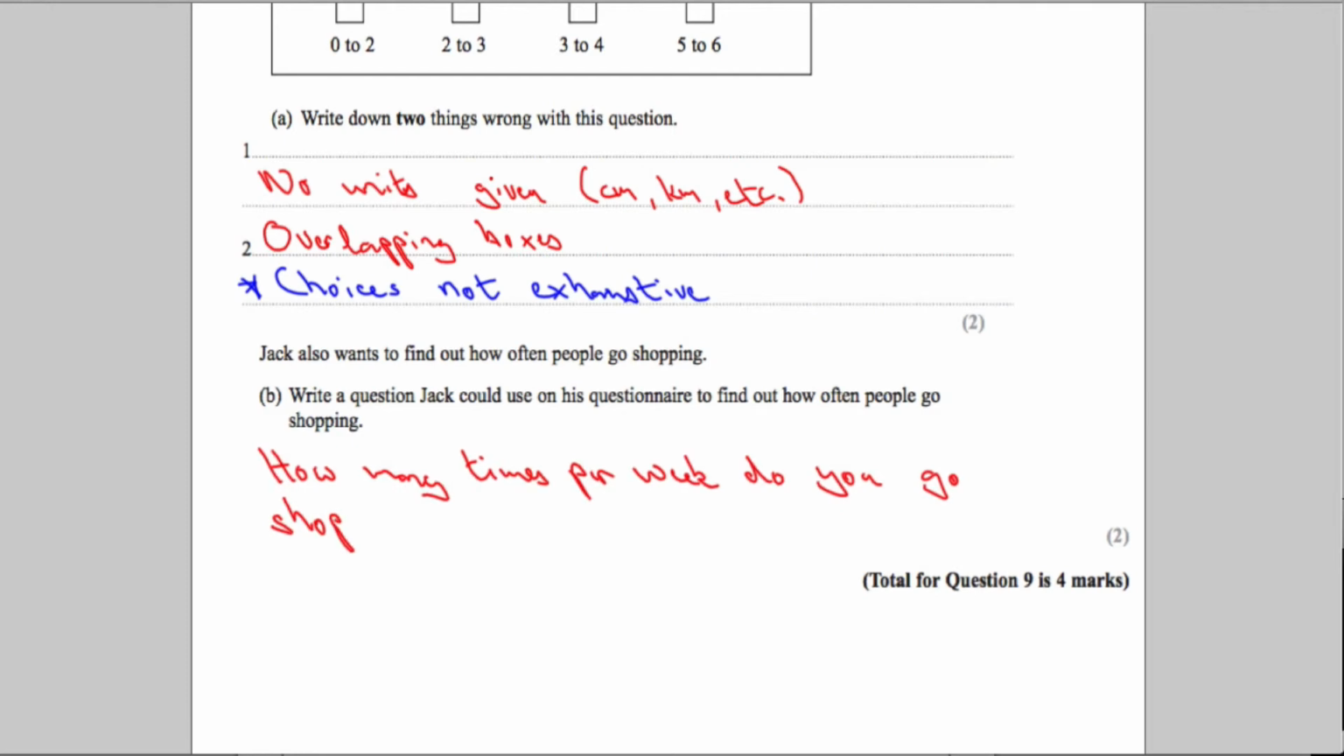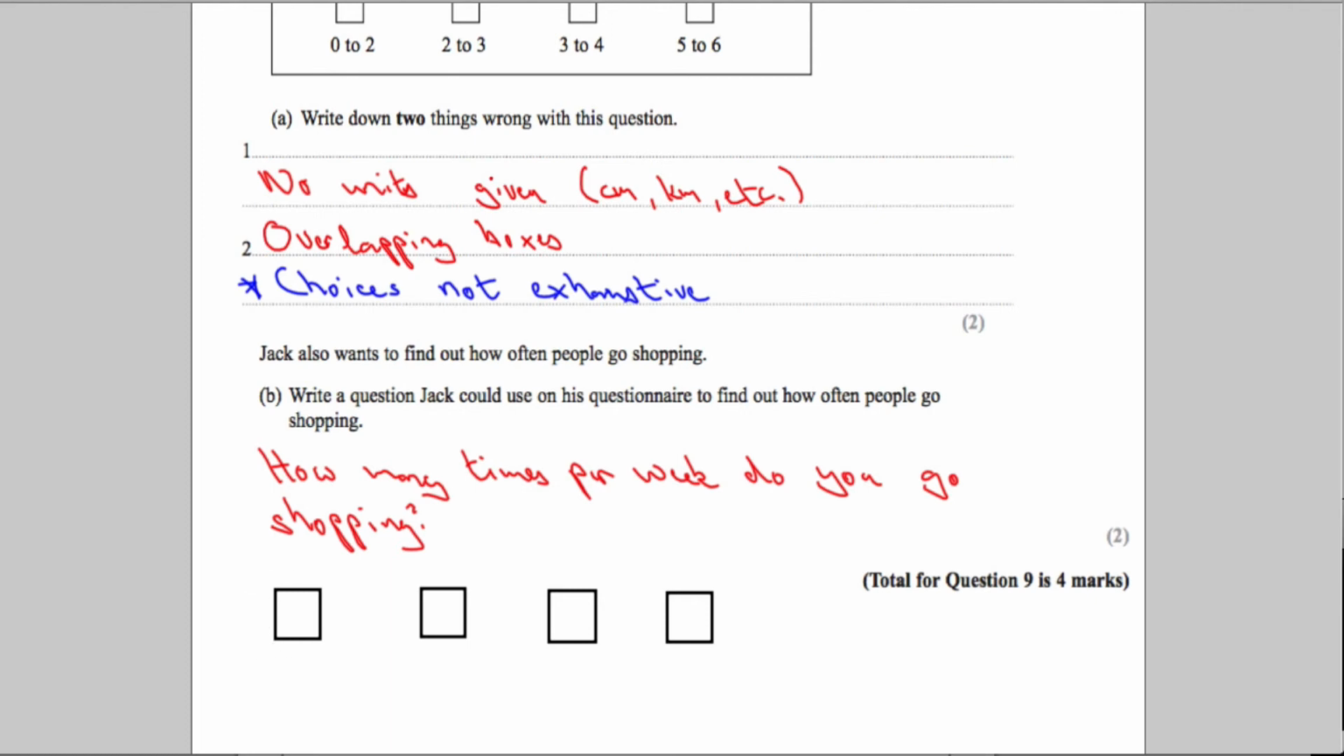And the next thing that I need to do is I need to give some options. So you need at least 3. I'm going to do 4, just because I can. So let's get 4 boxes ready.